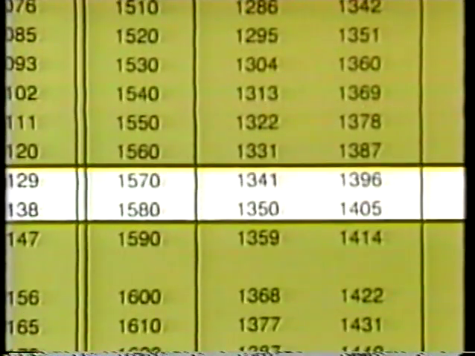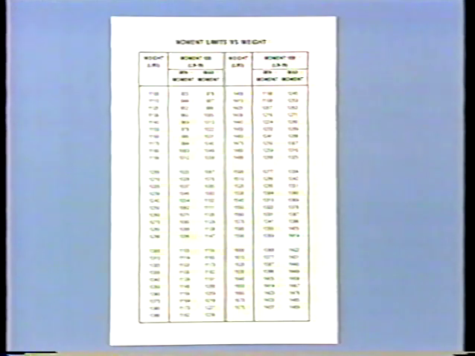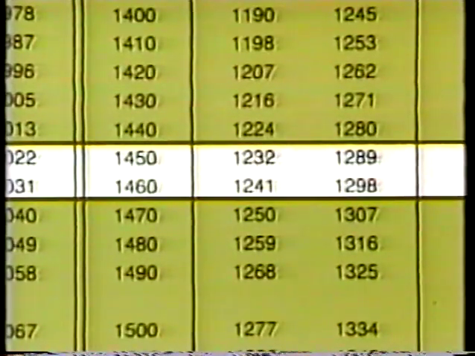With a takeoff condition of 1,579 pounds, we will use the moment values for 1,580 pounds to determine the minimum and maximum moment indices. Our moment index of 1,386 is between the minimum moment index of 1,350 and the maximum moment index of 1,405. For a landing condition weight of 1,459 pounds, use the 1,460 pound line to find limits of 1,241 to 1,298. 1,288, our moment index, falls between these limits.